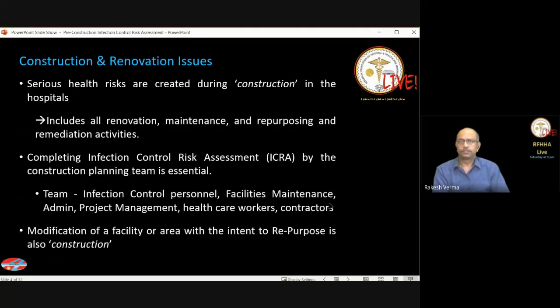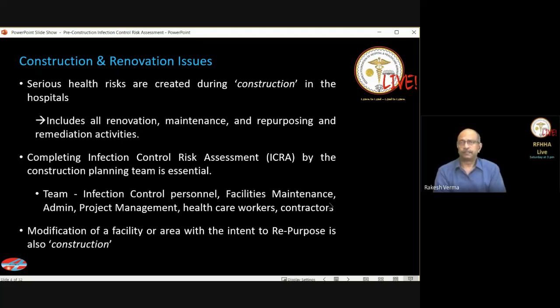This we talked about. So serious health risks are created when there is a construction activity. And when we say construction, we include all renovations, maintenance, repurposing, and remodeling or remediation activities. So a remediation example will be when you want to correct the seepage in a wall in the patient care areas, or you are rewiring or correcting the electrical lines or medical gas pipeline lines, etc.